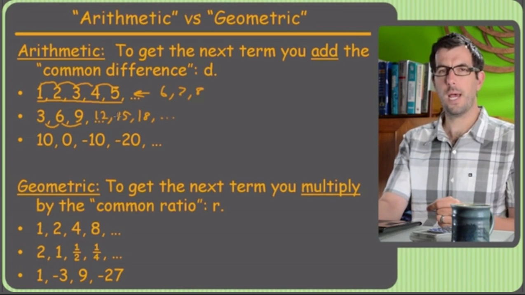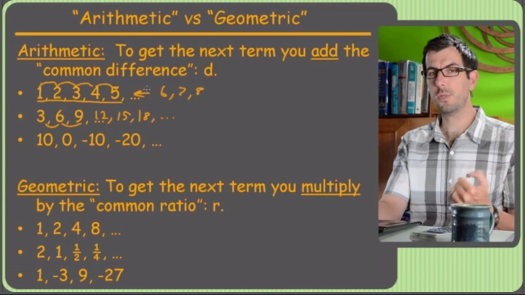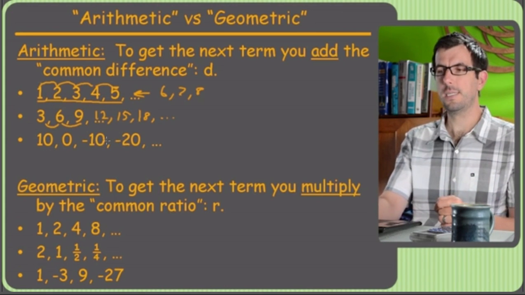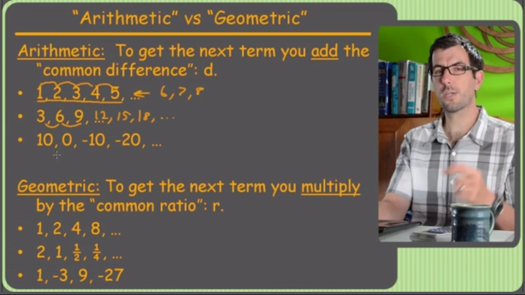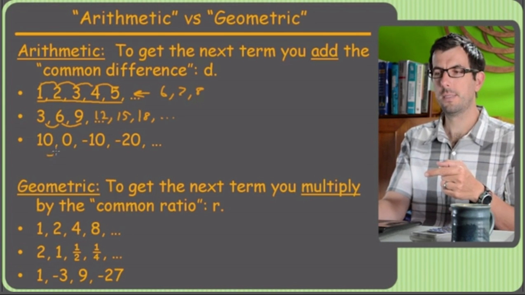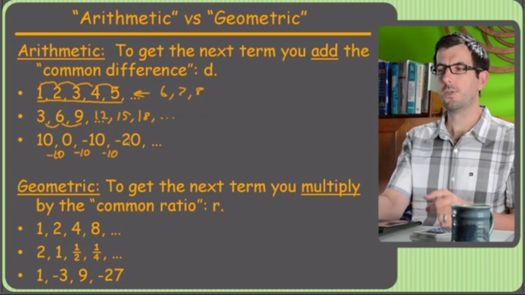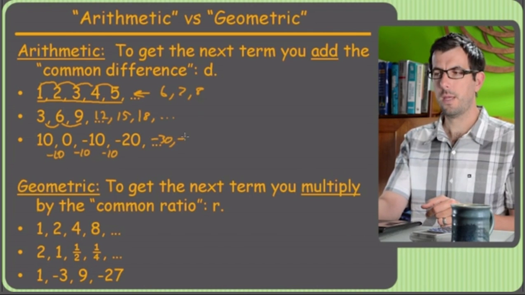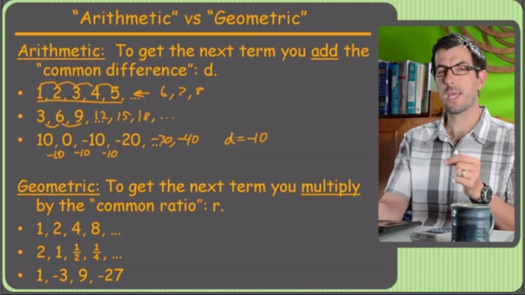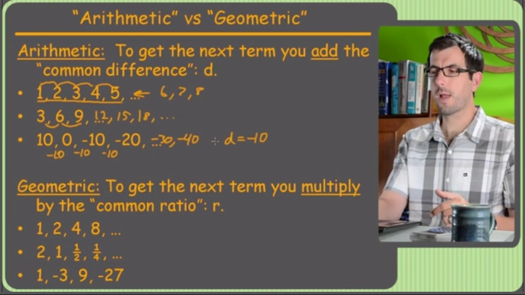This last one is kind of wacky. There's a 0 in there and stuff. We're actually counting backwards though, which is really just subtracting. So our d, or our common difference, would be that we're taking away 10 each time. Take away 10 to get from 10 to 0, take away 10 to get from 0 to negative 10, take away 10 again. So go negative 30, negative 40. d equals negative 10 for this one. So negatives are totally fine for a common difference.